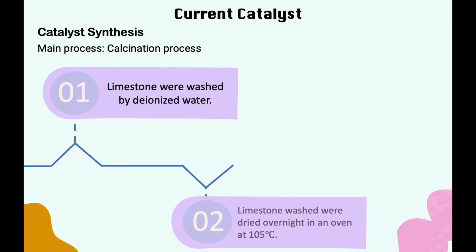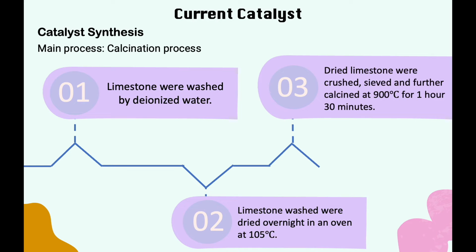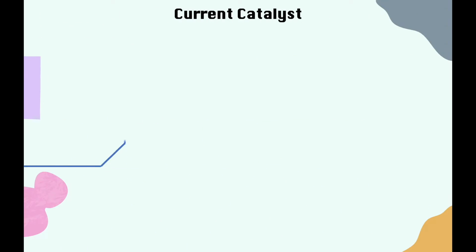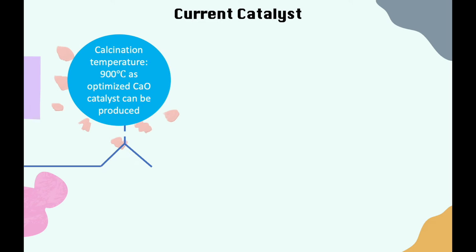Then, it is dried overnight in an oven at 105 degrees Celsius. Then, the dry limestone will be crushed, sieved, and further calcined at 900 degrees Celsius for 1 hour 30 minutes. At 900 degrees Celsius, an optimized calcium oxide catalyst can be produced, which will then indicate the evaporation of water and carbon dioxide, the surface area of the catalyst formed, and the catalyst activity.